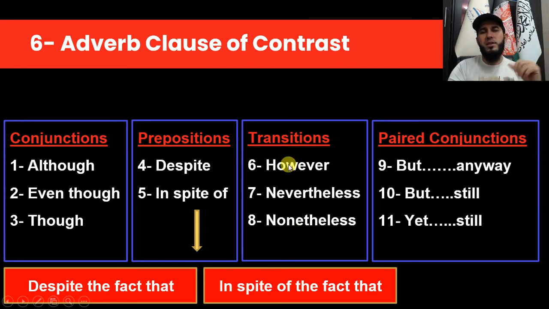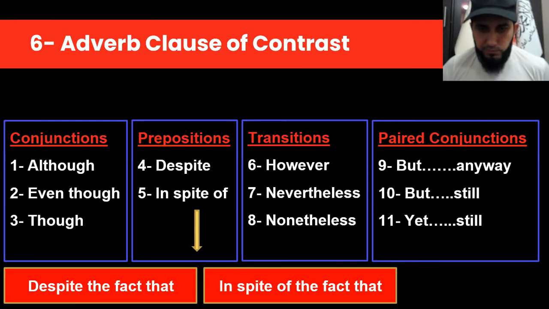However, nevertheless, nonetheless: however is less formal, commonly used in daily English. Nevertheless, nonetheless can be used in formal English, in academic English. They have the same meanings. Again, there are 5 ways in written English and 3 ways in spoken English. So I can give you an example.